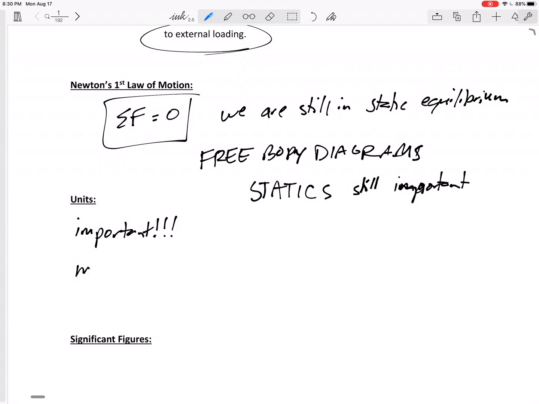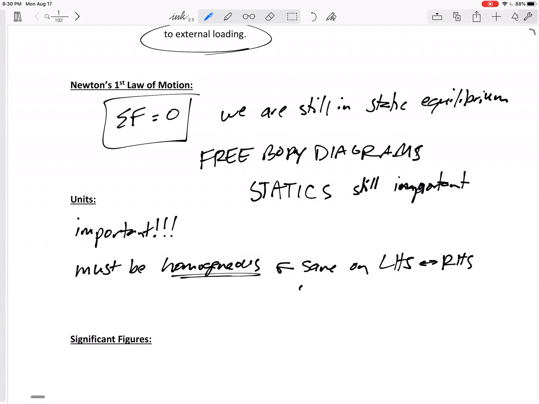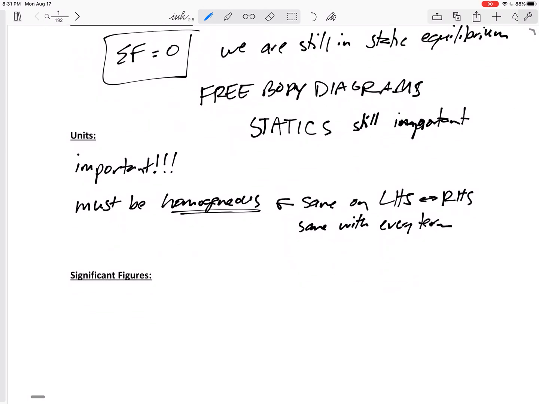Units must be homogeneous. Homogeneous means the same throughout, right? Same on the left-hand side and right-hand side of your equation. Same in every term. If you're adding two terms together, then those two terms have to have the same units. All right, so units, important.